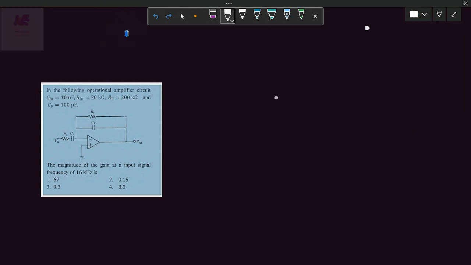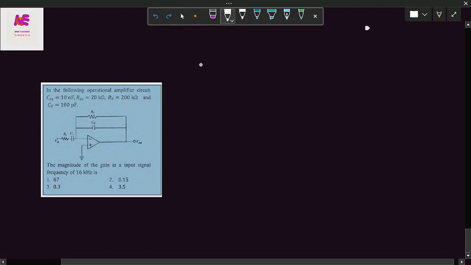In this problem, we have to find out the magnitude of the gain at frequency 16 kHz. This is simply a frequency dependent inverting amplifier. The input is applied to the inverting terminal, where positive, the non-inverting terminal, is connected to ground. Without the capacitor, this is simply like an inverter. But with the capacitor, we need to consider the frequency dependent operation of this operational amplifier. Because of this capacitor, this is like a frequency dependent inverting amplifier.